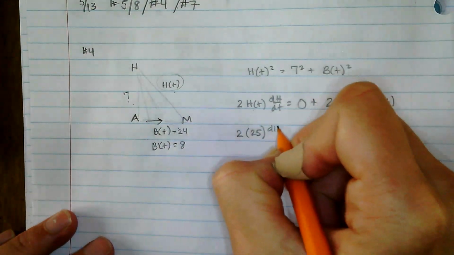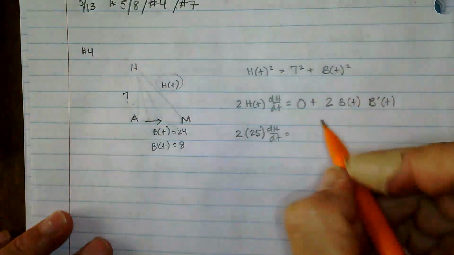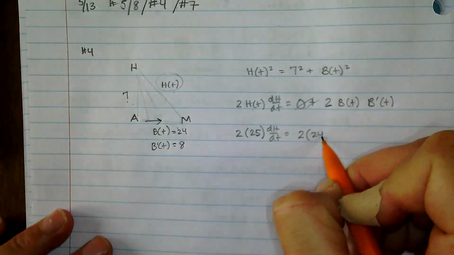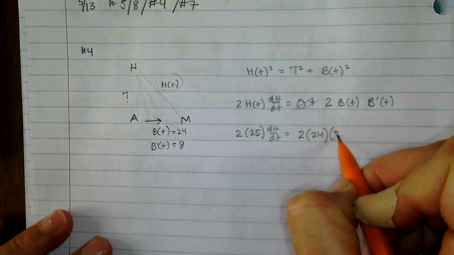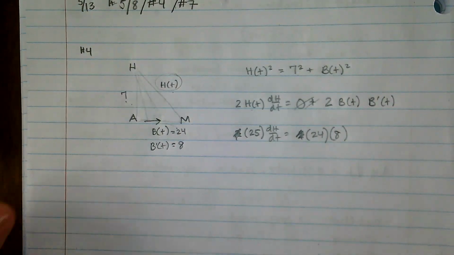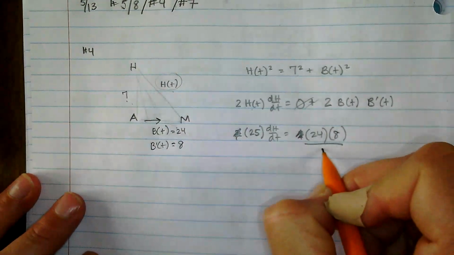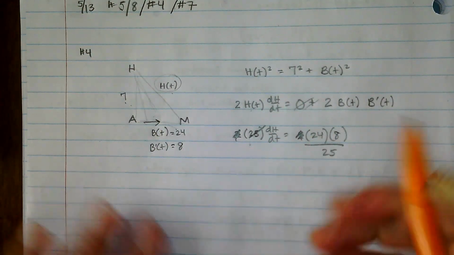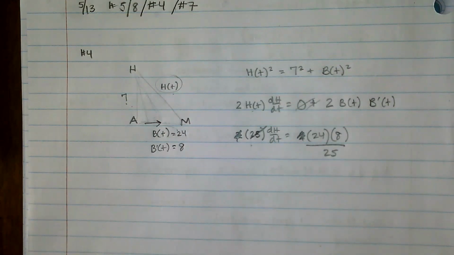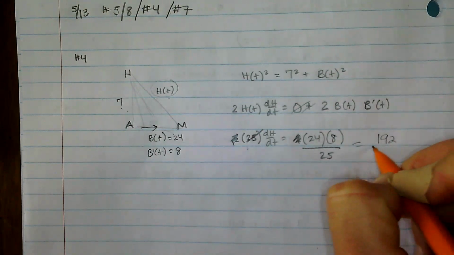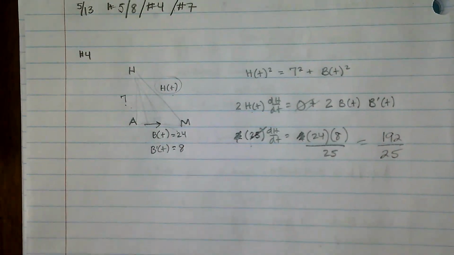dh/dt is what we're looking for. So we've got 2 times 24 times b prime of t, which is 8. The 2's, dividing 2 on both sides, are a wash, and then divide the 25 over. So dh/dt equals whatever 24 times 8 is. Must be 192, because I'm looking at the answer. You could do some long multiplication there, but that's it. That's dh/dt.